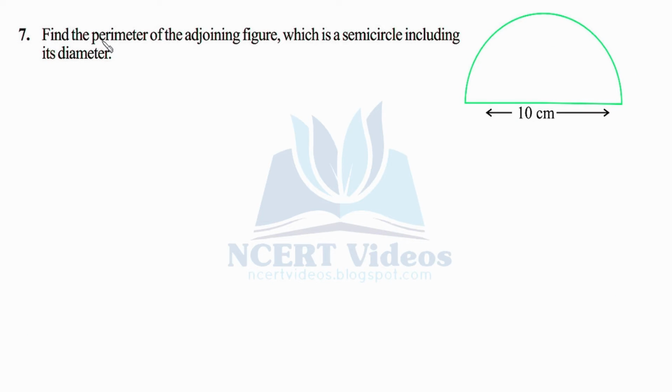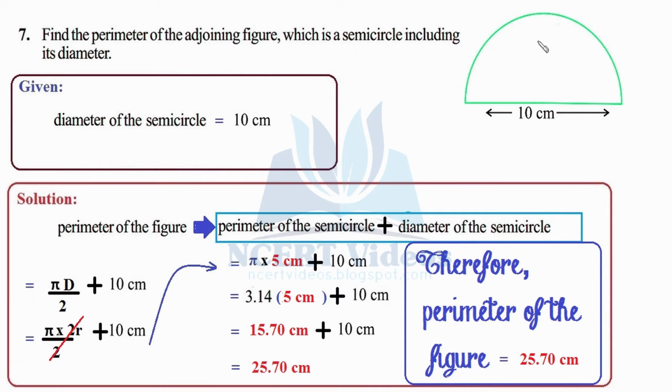Question 7. Find the perimeter of the adjoining figure, which is a semicircle including its diameter. This is the figure. Here we have to find the perimeter of this semicircle, that is half circle, plus including its diameter. Just add 10, whatever this length is. So first of all, the diameter of the circle is 10 centimeter, the only given part to you. It's not given in the statement, it is given in the diagram. So you have to watch carefully both things, that is the statement as well as your diagram or the figure.